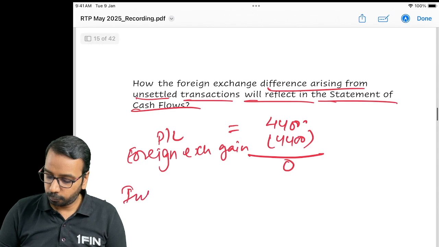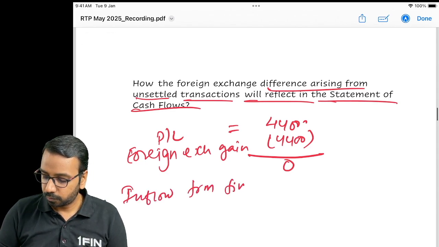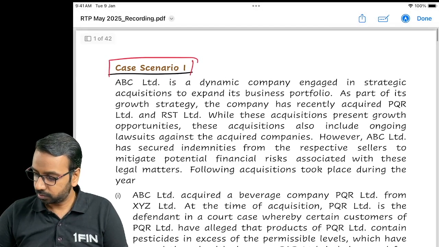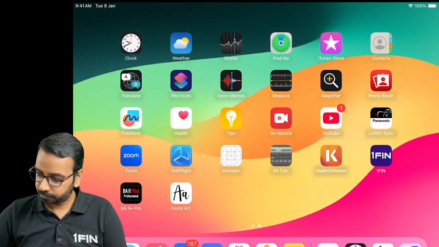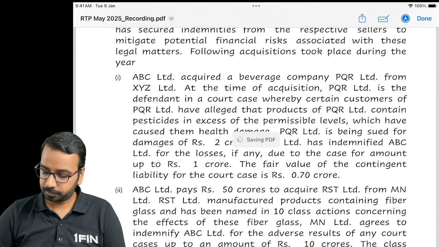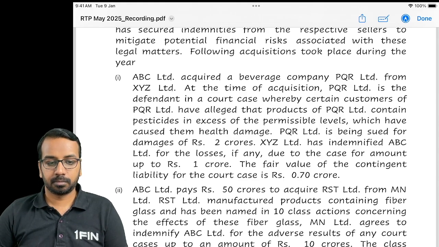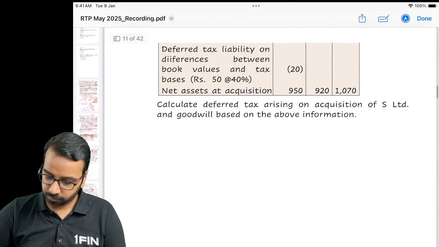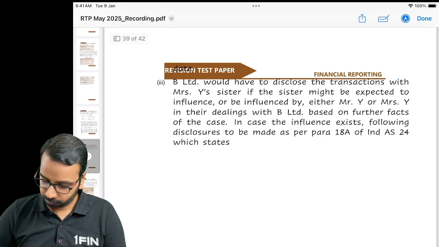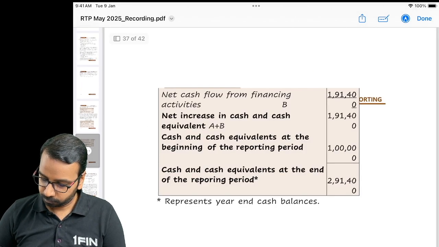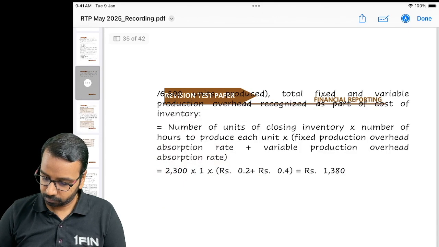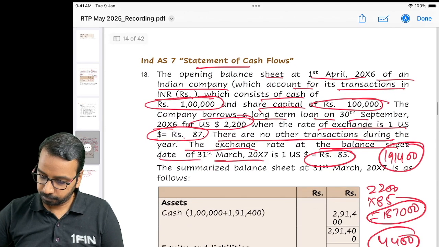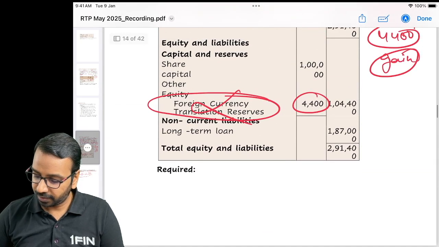Then inflow from financing activity. How much did we get? We got inflow from financing activity. How much did we get?